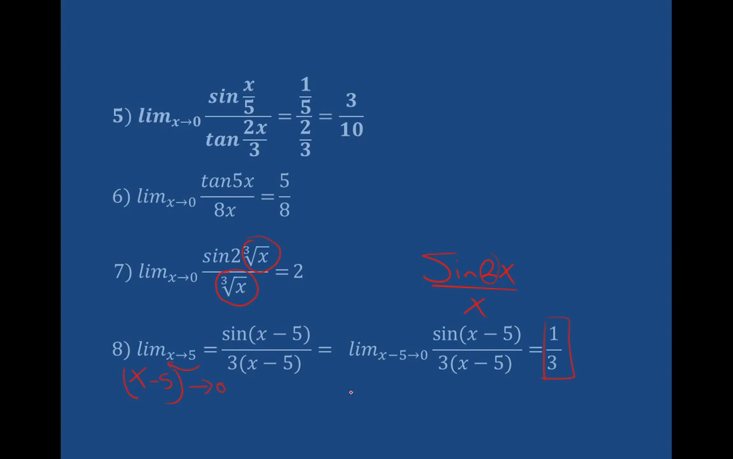This value is like the limit when x tends to 0 of sine x over 3x. Sine x over x equals 1. 1 multiplied by 1 over 3 equals 1 over 3.